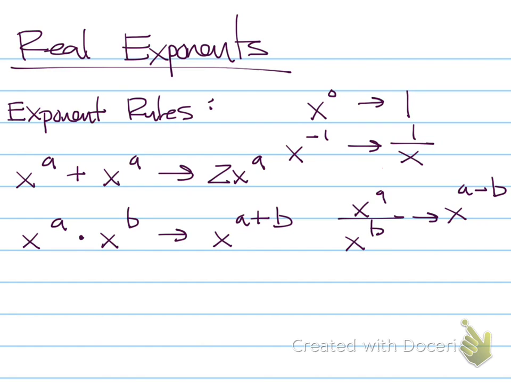When you're dividing two factors that have the same base, you're going to subtract the exponents, numerator minus the denominator. When you raise an exponent to another power, you multiply the exponents.